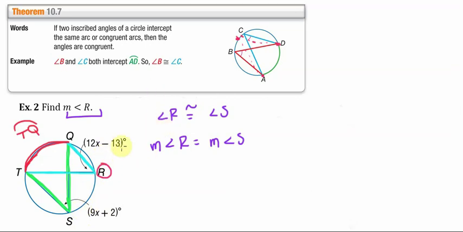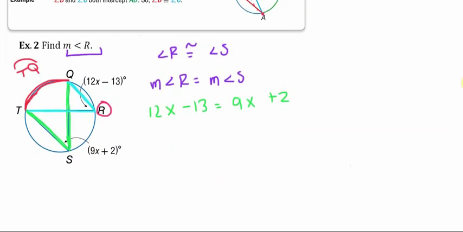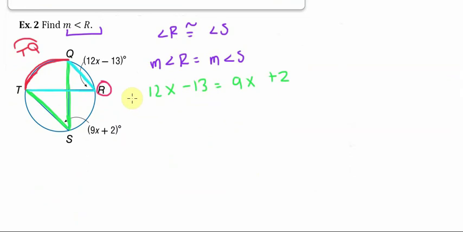So I know that the measurement of angle R is 12x minus 13, and the measurement of angle S is 9x plus 2. Here I can just use some simple algebra to solve for x, and I want to get all of my x's on one side and all my constants on another. I'm going to start by subtracting 9x on both sides. On the right, 9x minus 9x cancels. 12 minus 9 gets me 3x, and I'm going to carry down my negative 13 and my 2.